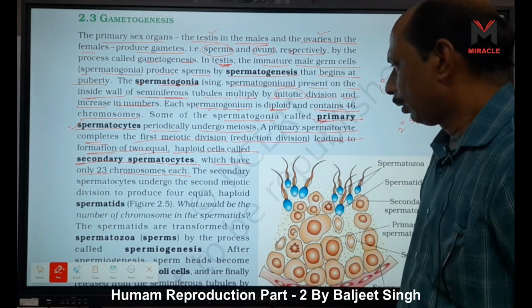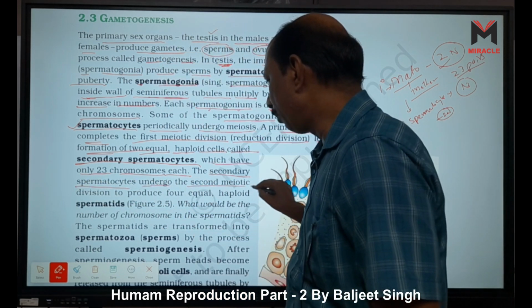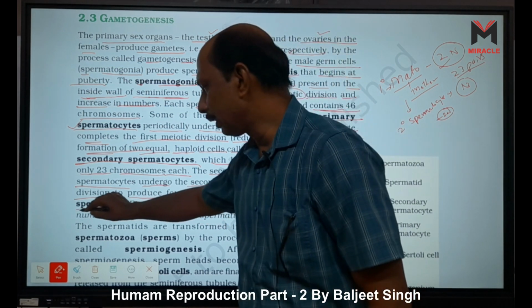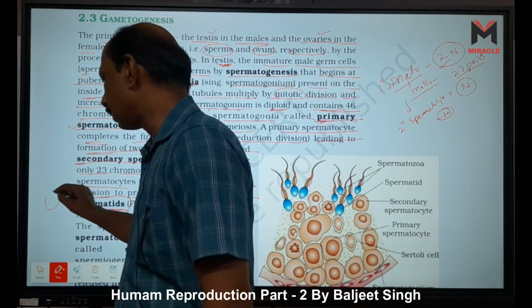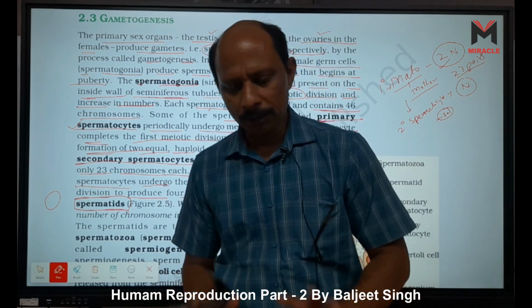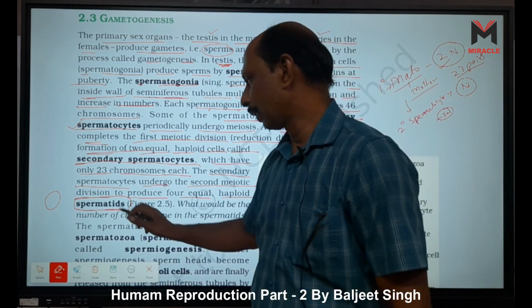Here the sister chromatids separate, right? The secondary spermatocyte undergoes the second meiotic division to produce 4 equal haploid spermatids. Spermatids are cylindrical in structure, right? They are not mature sperm. They have no tail, no other structures. They are called spermatids, right?